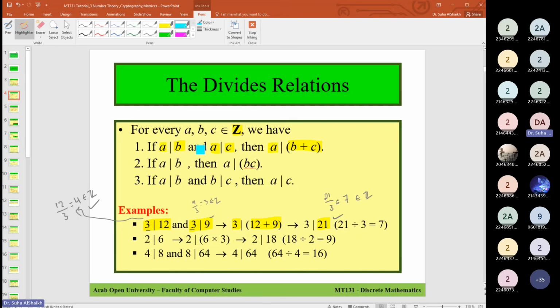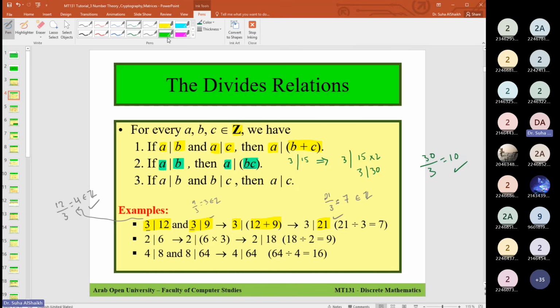Now the second property that we have إن لو ال A divide a B, this means إن لازم ال A divide B multiplied by any other C. Okay? يعني مثلا أنا لما أقول إن ال 3 divide the 15 هذا معناه إن ال 3 divide the 15 multiplied by any number, يعني مثلا multiplied by 2 which is 30 صح؟ ال 3 divides 30 لأن 30 over 3 is equal to 10 and this is correct.